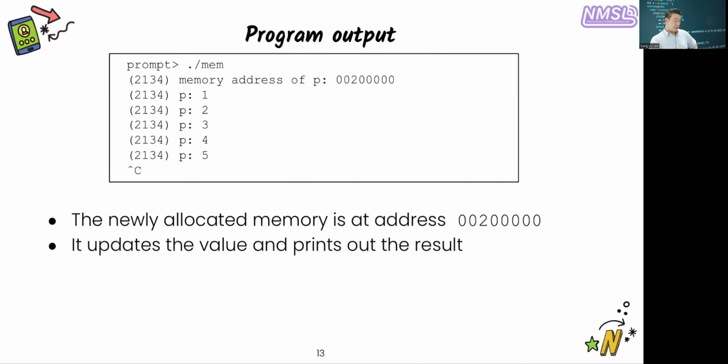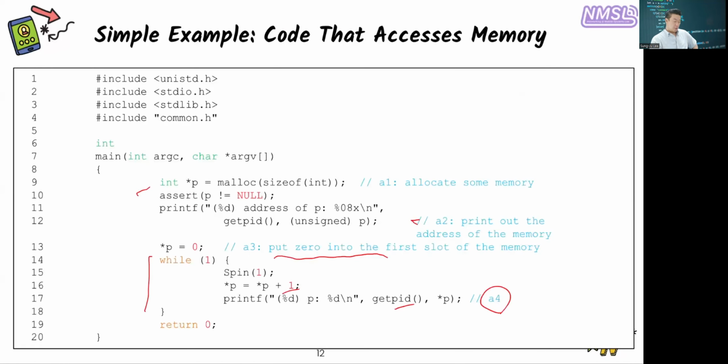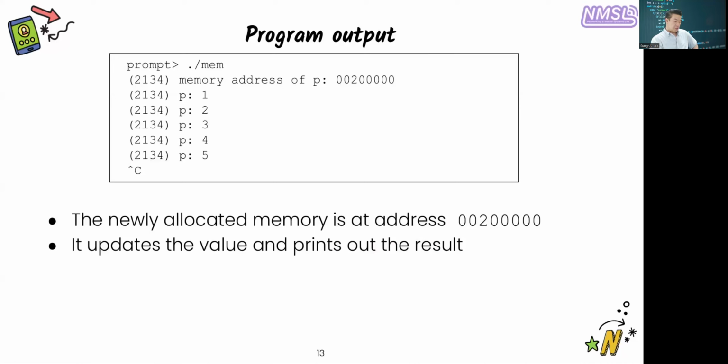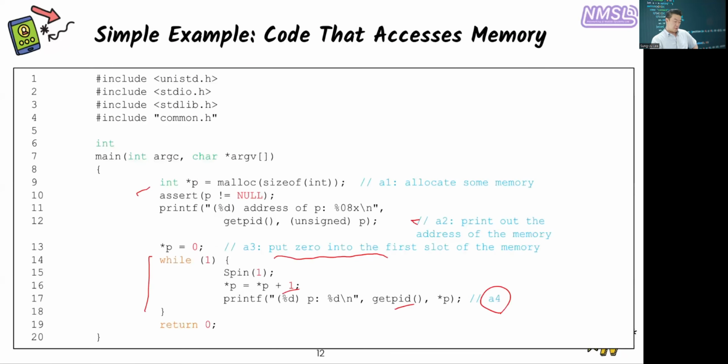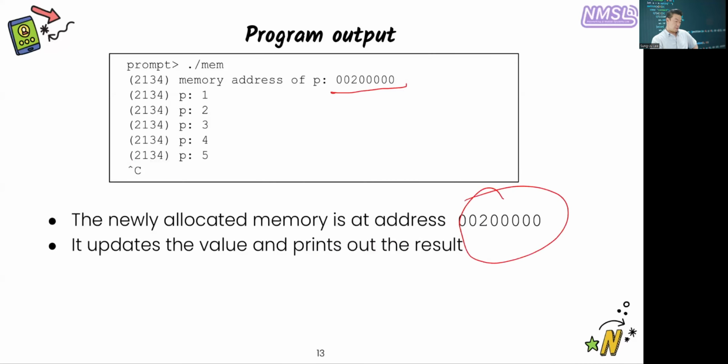So if you look at the program output, and again, this was code mem.c, initially it was allocated in memory at this address. And then you just keep running, incrementing by 1: 1, 2, 3, 4, 5. It updates the value and prints it out until, again, you press Control-C.